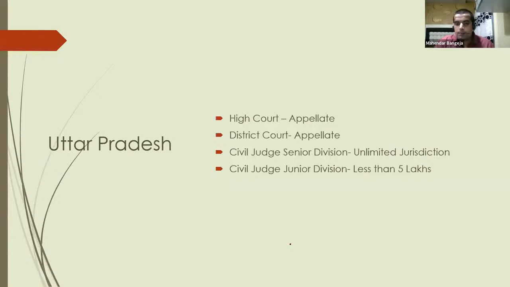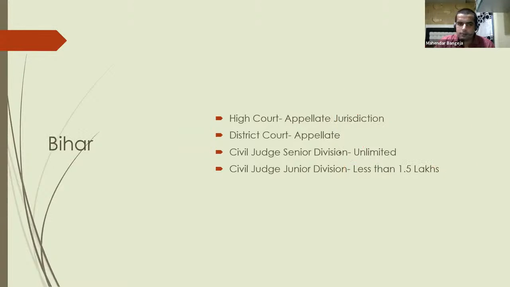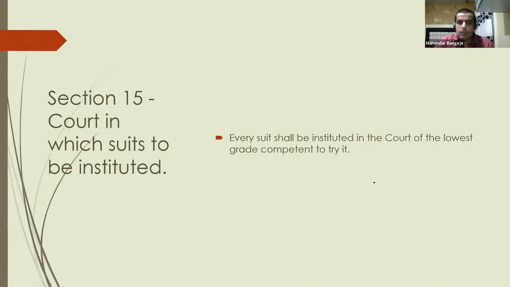And UP में, now the funny thing in UP is that civil judge junior division की pecuniary limit है less than 5 lakhs, and senior division की unlimited है, and district judge की original jurisdiction नहीं है, and high court की भी original jurisdiction नहीं है. Same is the thing with Bihar. Clear? And this is how we can understand it.